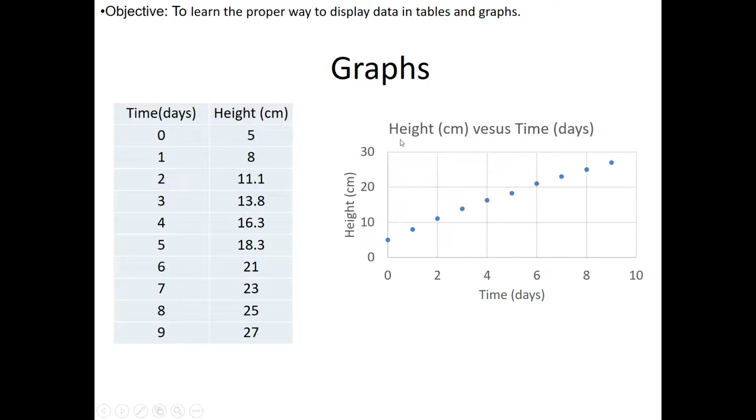Now the title, like I said, is going to be the dependent variable versus the independent variable. It's not necessary to put the units up here in parentheses, but you can, and I won't take off for it. And it's not wrong. It's just sometimes you just write the name of the variable versus the name of the variable and just omit the units.